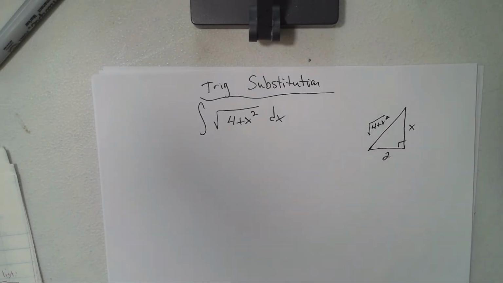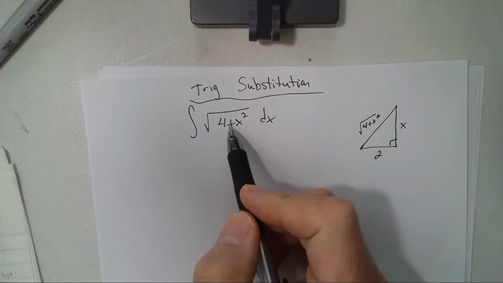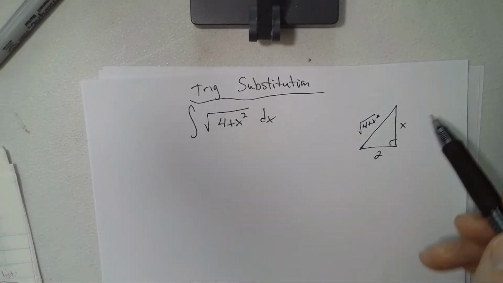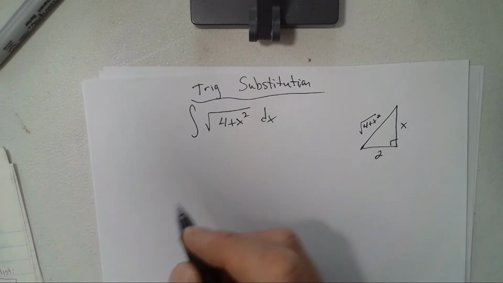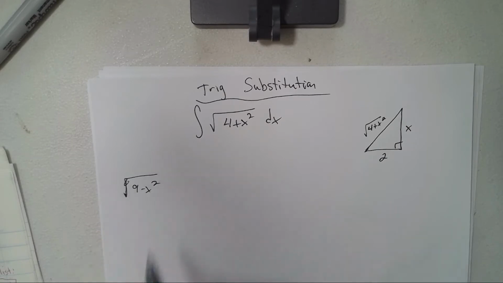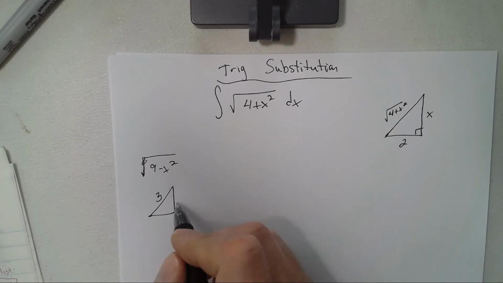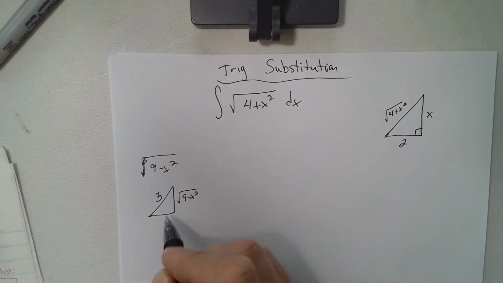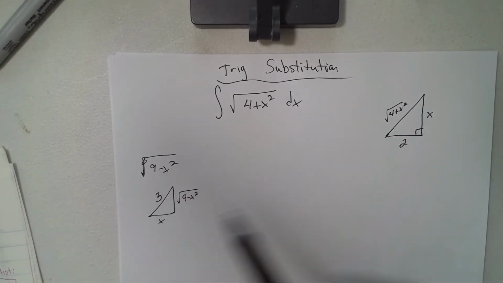This is the hypotenuse. So if this was a minus in there, then this would not be a hypotenuse, it would be one of the two legs. So if it was like the square root of 9 minus x squared, then the hypotenuse would be 3. This would be the square root of 9 minus x squared, and this would be x. So it depends if it's minus or plus. If it's plus, it's going to be the hypotenuse.